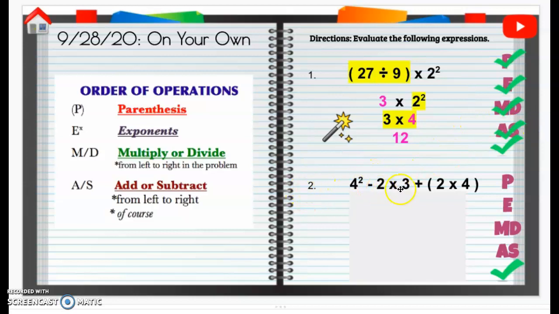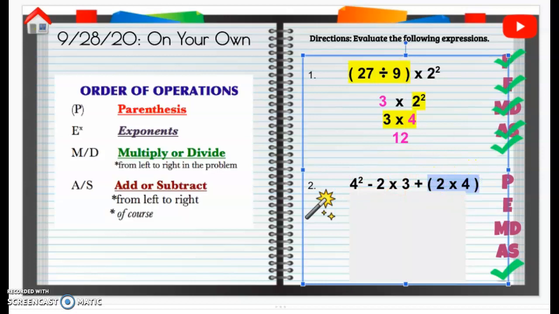4 squared minus 2 times 3 plus the quantity of 2 times 4. So a lot of times when you hear that quantity, that means you're going to have parentheses because it's going to be whatever's in those. So in this problem, do we have any parentheses? Yes, we do. And let's find out where our parentheses are. There's our parentheses. So our parentheses are right over here. And inside the parentheses, we need to solve everything inside those parentheses.